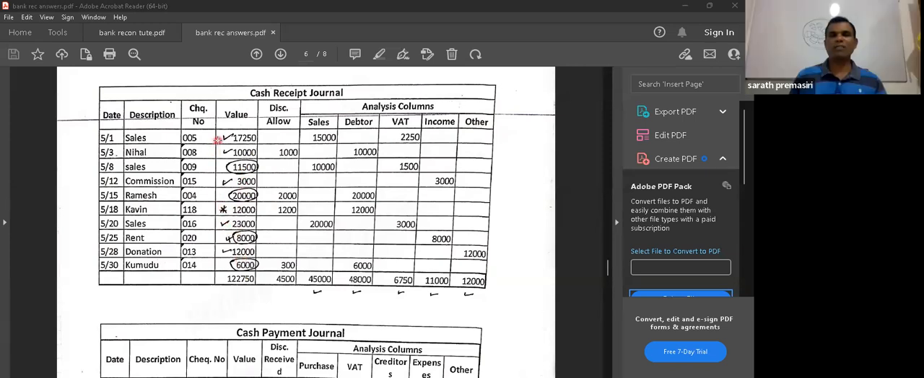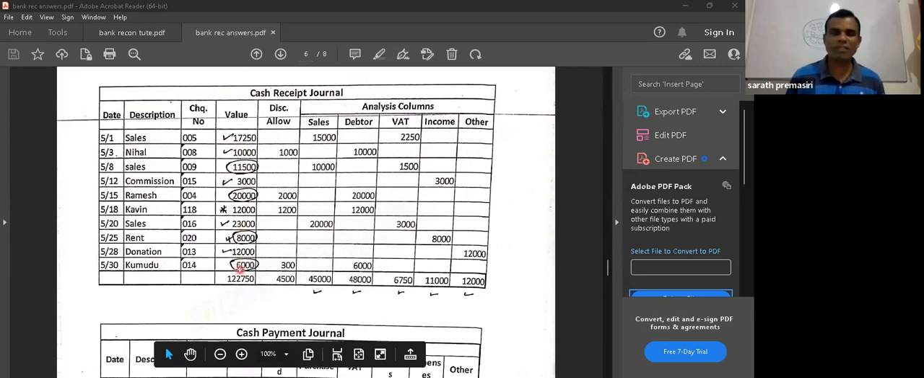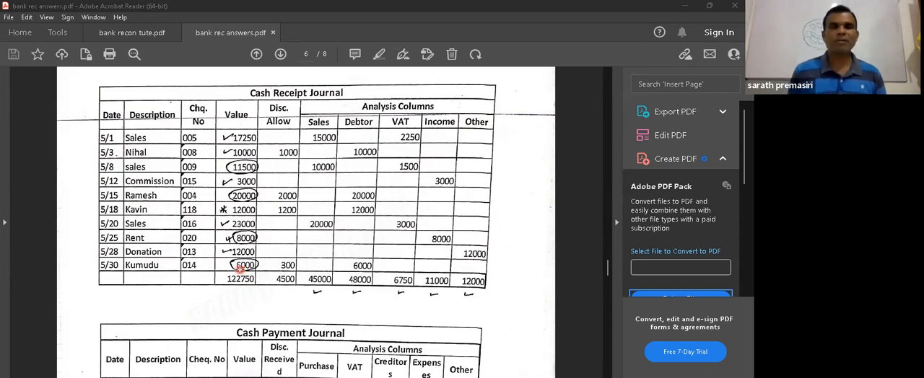Right, then how can we accept this 12,000, check 118? All the other checks, now these are checks. These checks can be defined as what? Rashmi, how can we define these checks? Deposited. Yes, come on. Deposited. Yes, deposited.